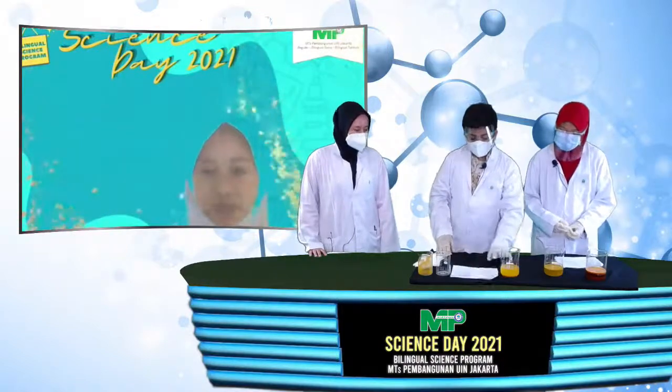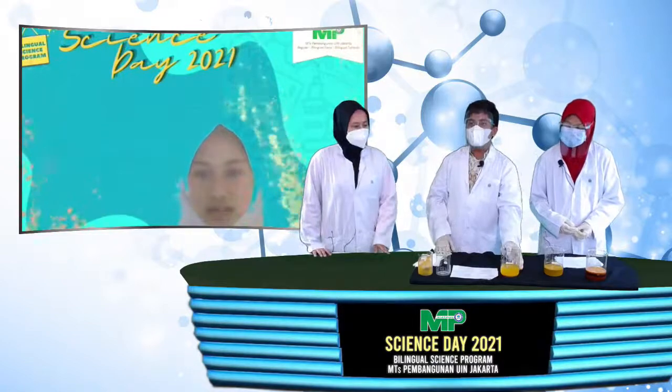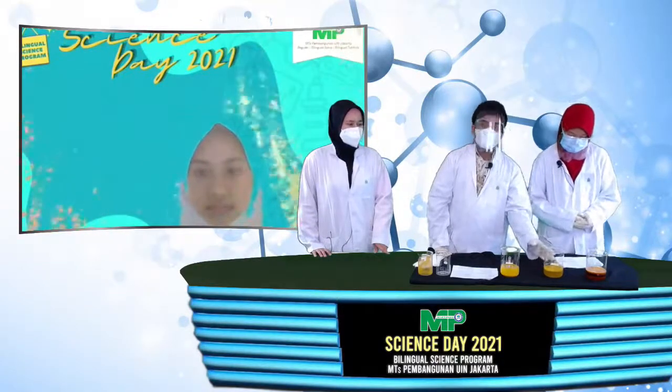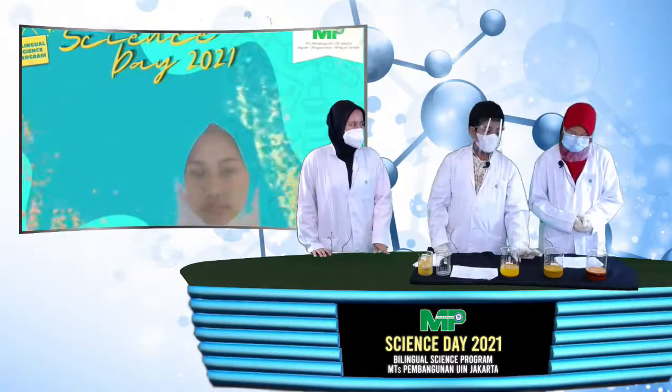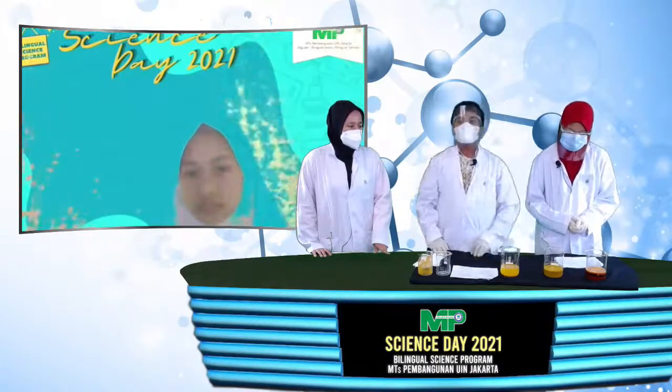In glass A, the answer is acid. We used vinegar as the acid. In glass B, the answer is neutral. We used water and salt. And the last is base. We used detergent. So it's okay, everybody.